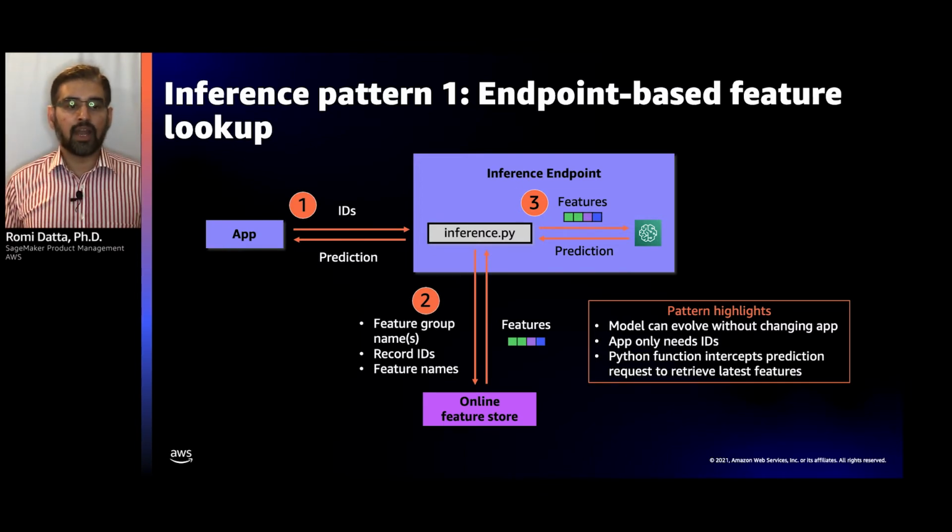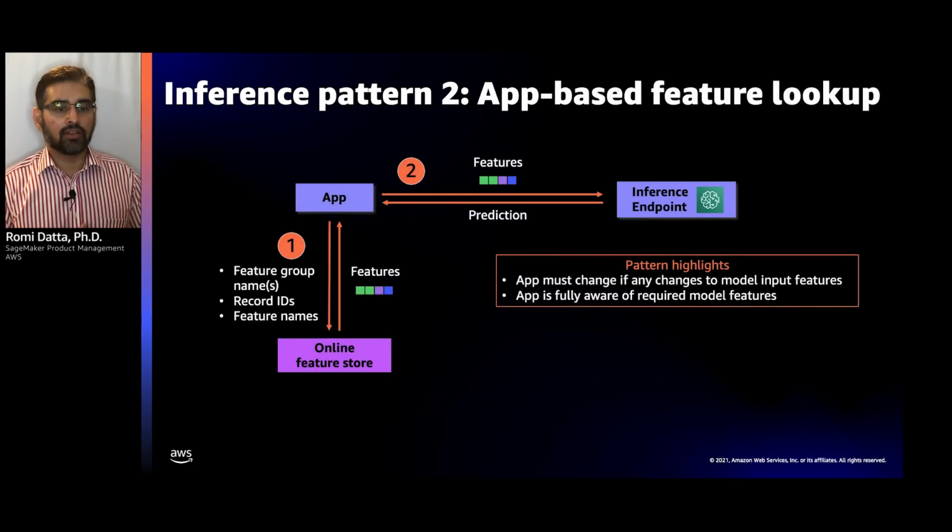The second inference pattern, depending on your preference, is where the application can directly call the online feature store, again using one of the two APIs. In that case, the application needs to know which features are needed, and in case there are any changes to the model input features, changes are needed in the application. With that, let's take a look at the Feature Store demo.